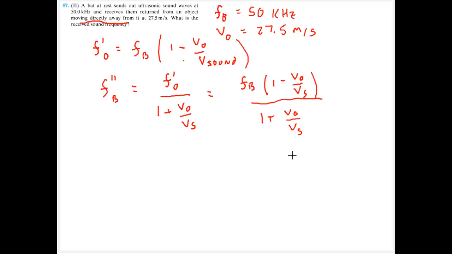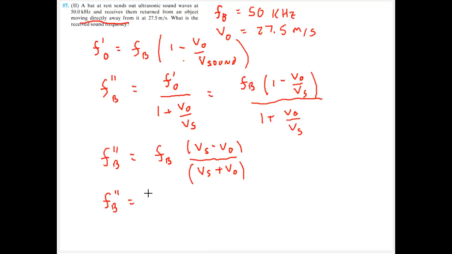You could just go ahead and plug everything in right now, or you can do just a little bit more algebra and get the frequency of the bat to be the initial frequency of the bat multiplied by velocity of sound minus velocity of the object, divided by the velocity of sound plus the velocity of the object. Essentially all I did was I multiplied the top and the bottom by the speed of sound. And lastly, I get to plug everything in.